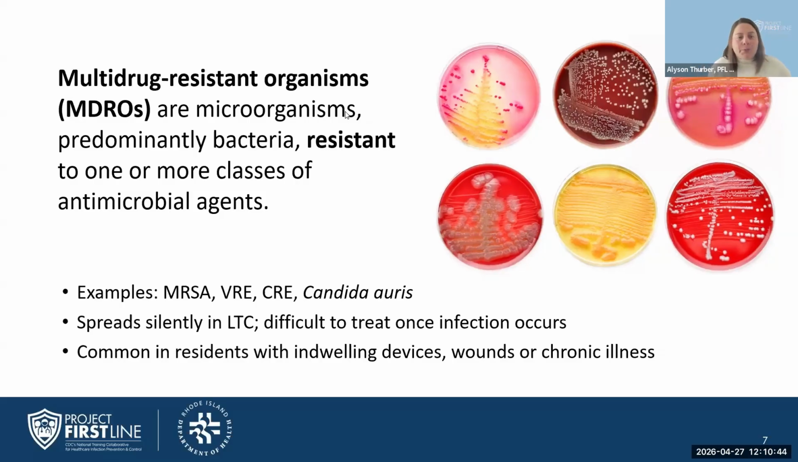Okay. So multi-drug resistant organisms, also known as MDROs, are germs that have developed resistance to antibiotics. Examples of these include MRSA, VRE, CRE, and Candida auris. These germs pose a very significant risk in long-term care because once introduced, they can spread quickly among residents with wounds, devices, and frequent care needs.